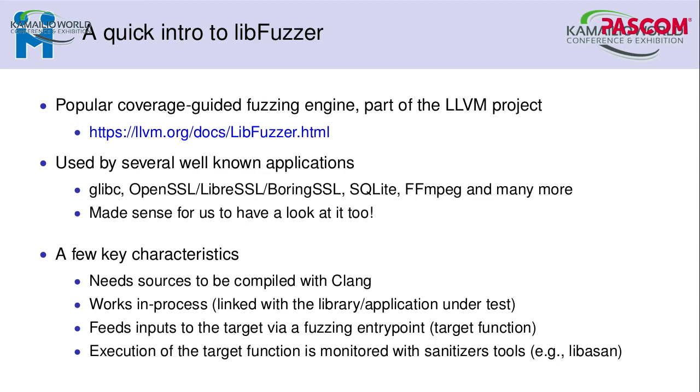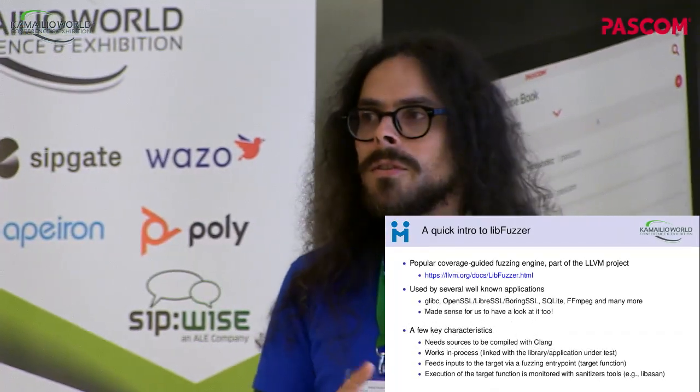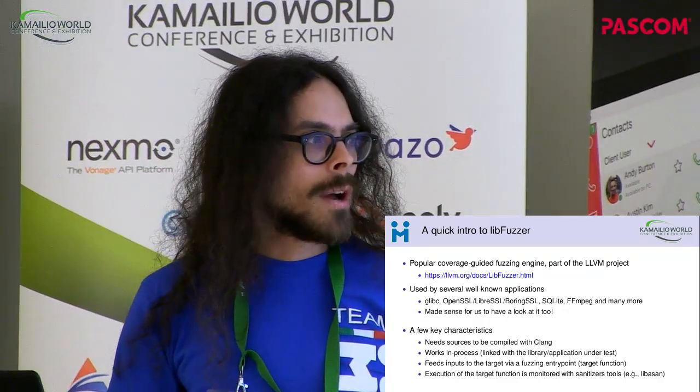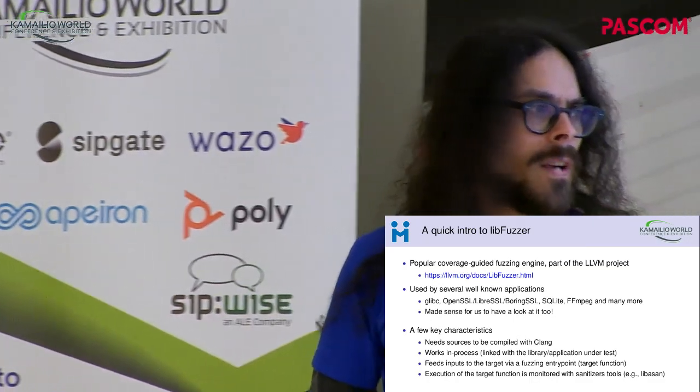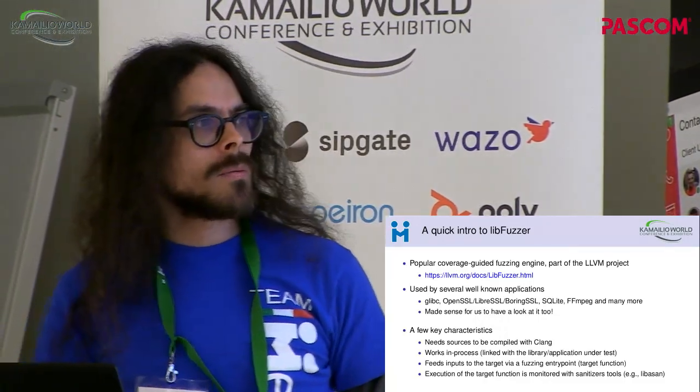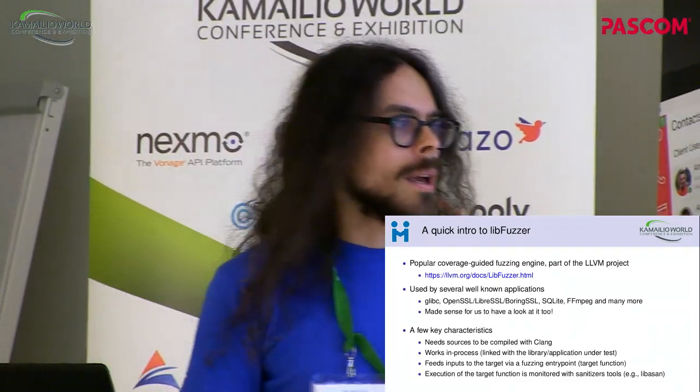It works in process, which means that it does need to be linked with the application under test. And as we'll see later, this required some effort on our side because, of course, Janus is not a library. It's an application. It has its own main and so on, while libFuzzer tries to take control of that. So you have to actually rework some of the aspects in order to do everything. Basically, it feeds inputs to the target via a so-called fuzzing entry point, and we'll see this in a subsequent example because it will be clearer that way.